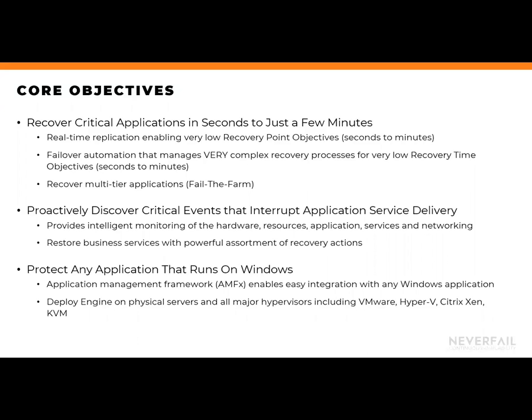So this gives us a proactive approach to discovering critical faults within the application stack itself. We can monitor the hardware, the resources, the applications, the services, the networking. All of these things come together to provide you this continuous availability model. So these are the things that we will talk about today.